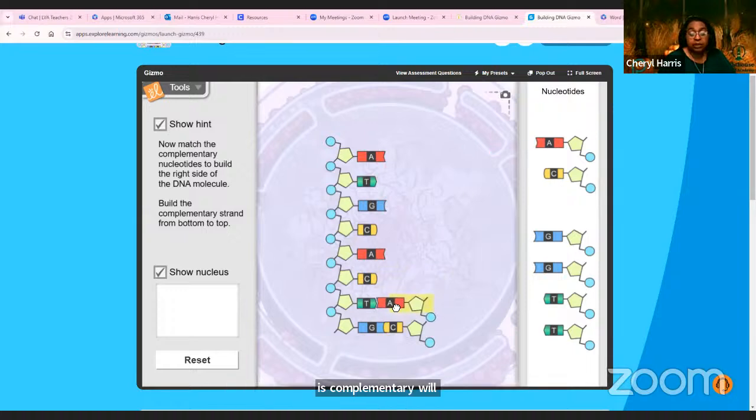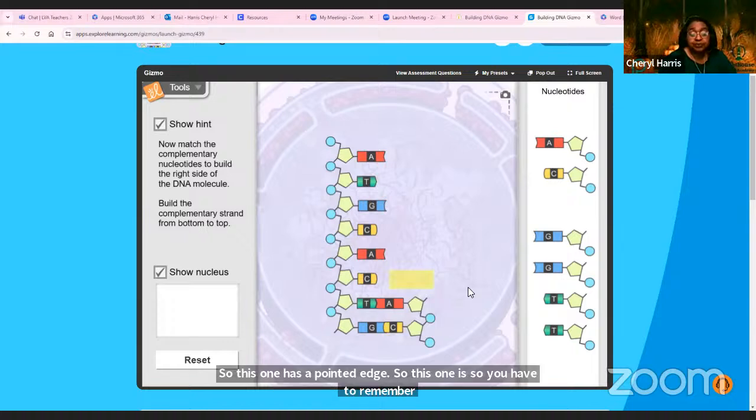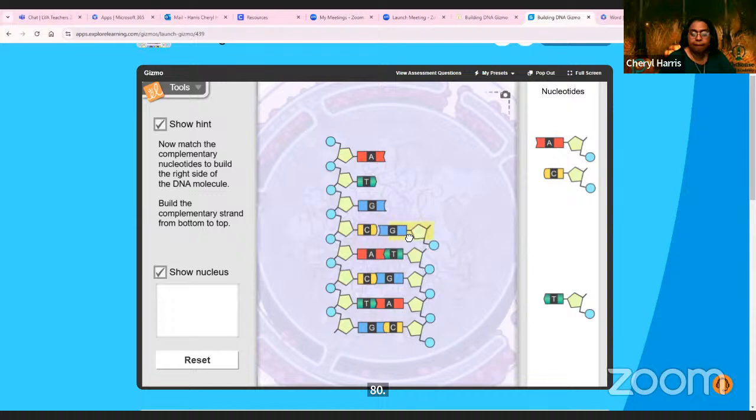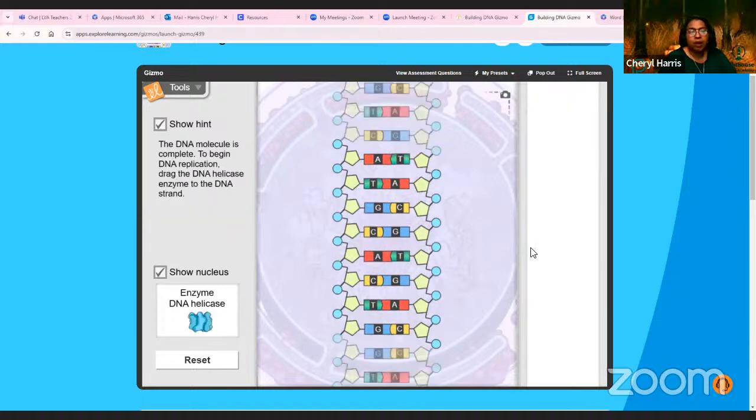So this one has a pointed edge. So you have to remember there was a rule. Remember the rule that says that bases are complementary. AT. Okay. All right. So the instructions now. So we've created our double-stranded DNA.